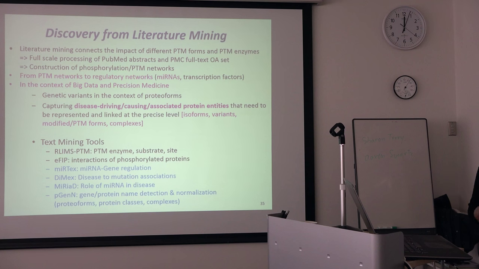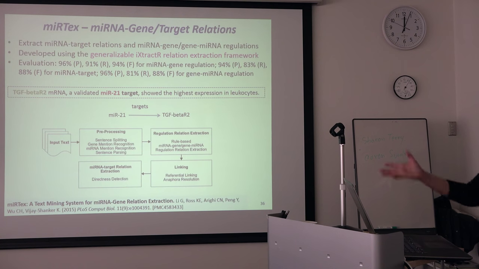And so again, we have a number of text mining tools, every time specially tailored for specific use cases that we need. And so we developed the MIRCheck, the Dimax, Myriad, and so forth for those different kinds of relation extraction needs. We have the PGEN developed for us to extend the gene normalization to proteoforms, protein classes, and complexes. And this is MIR-TAX that allows us to detect microRNA gene expression and microRNA target relationships.